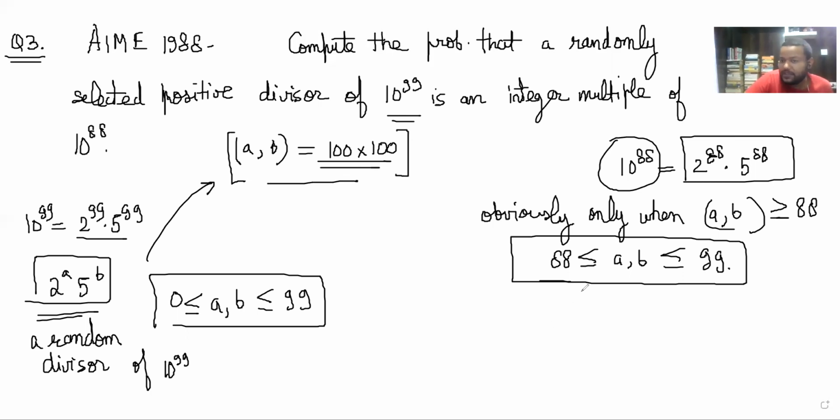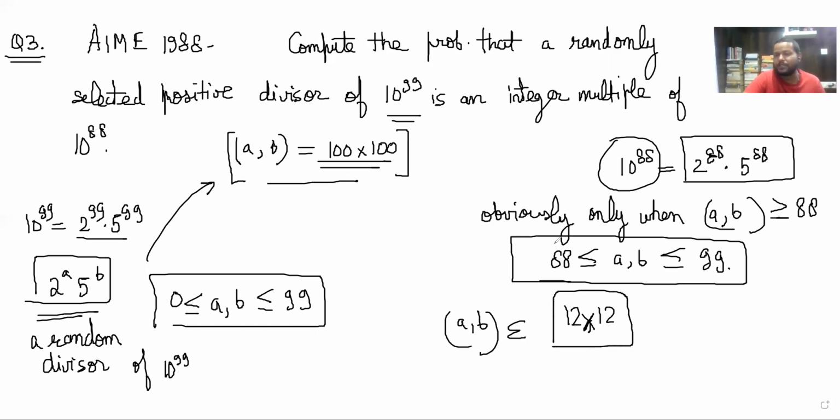The number of divisors which will be multiples will be from 88 to 99. So that will be 12 into 12, right? 12 into 12 choices for A, B, which will satisfy that they will be multiples of 10 power 88, right? So we have 144 by 100 into 100 as the probability. Probability is given by the number of favorable cases by the total number of cases. This simplifies to 9 by 625. So that is the answer for this particular question.